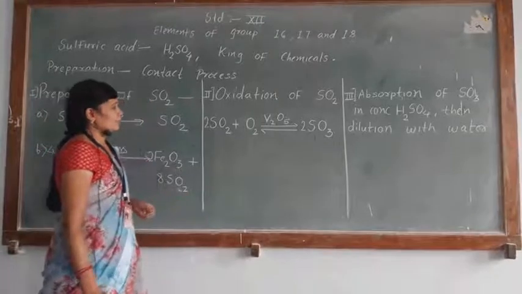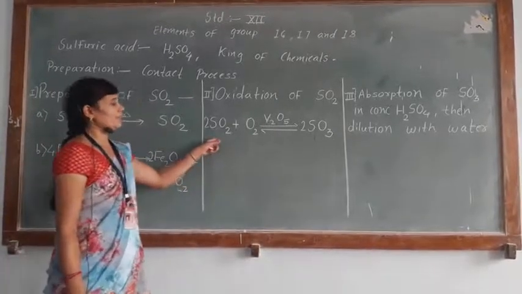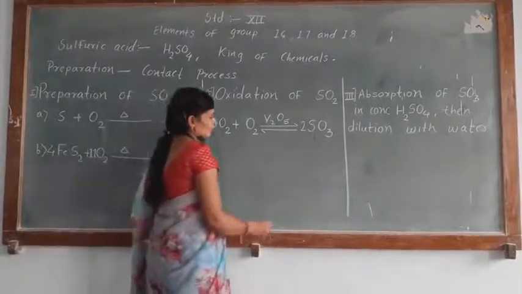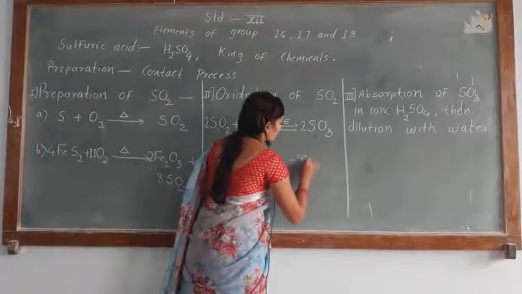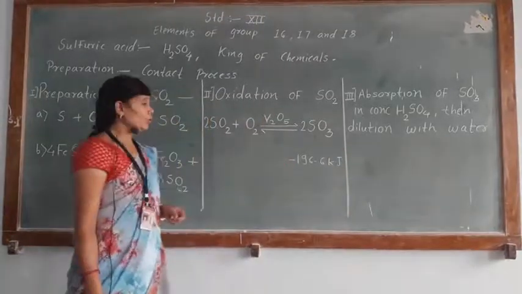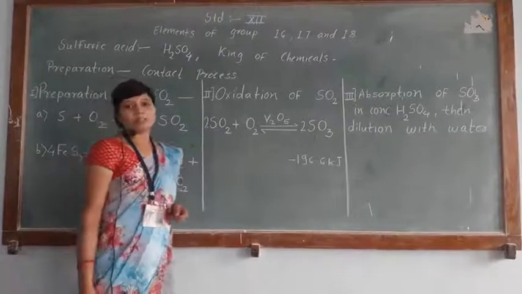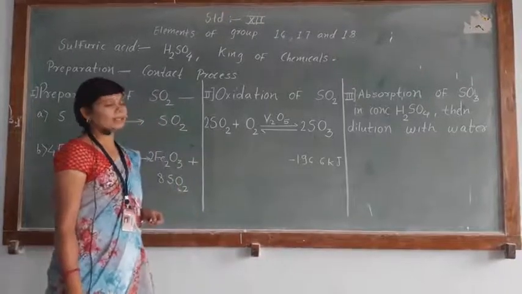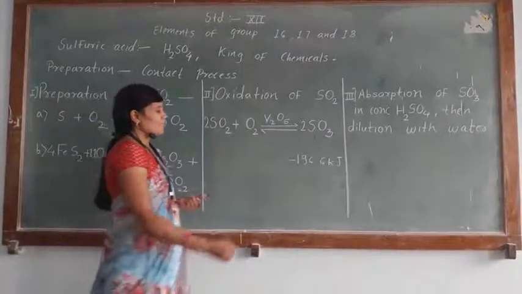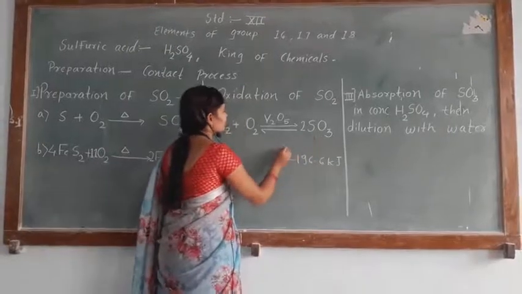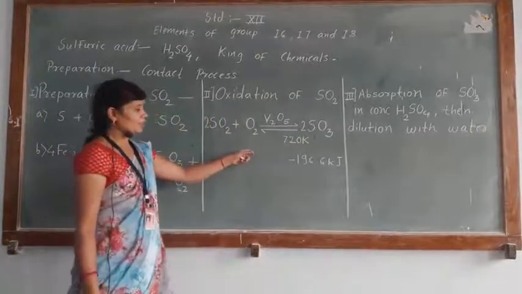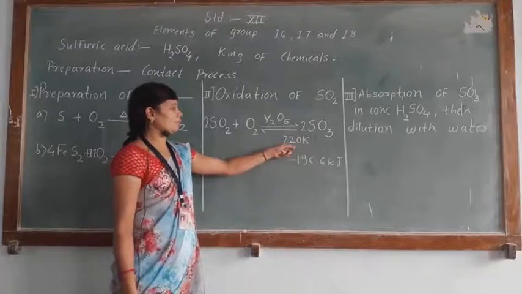Now see here, this oxidation of sulfur dioxide in presence of vanadium pentoxide as a catalyst is an exothermic reaction. About 196.6 kilojoule heat is evolved here. And according to Le Chatelier's principle, exothermic reactions are favored at low temperature. So the required temperature for the maximum yield of sulfur trioxide, the optimum temperature of this reaction, must be 720 Kelvin.